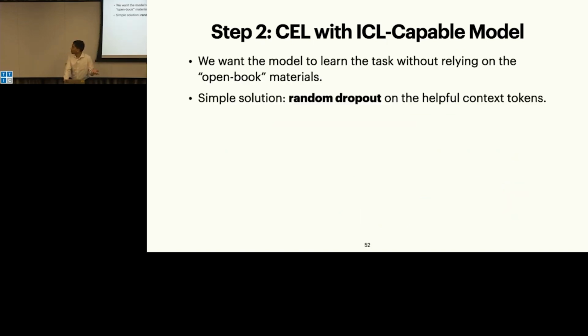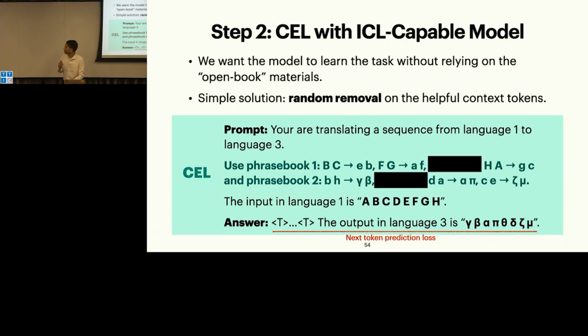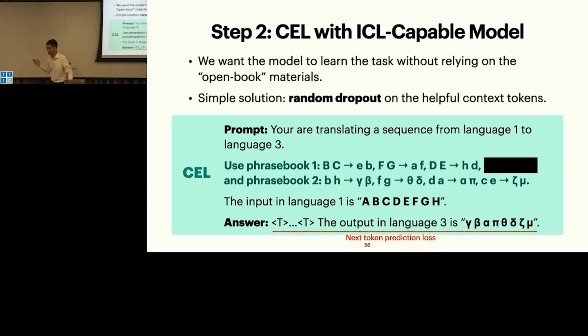So again, we want the model to now not depend on the open book materials. This is how our context enhanced learning prompt actually looks. We give the instructions: use phrase book, use these rules, use these rules, use these rules, and then the answer is this. The prediction loss will be on the answer tokens only, nothing on the instruction. And what we do is apply random dropout over the course of training. We simply drop 20% of the rules and continue training the model.